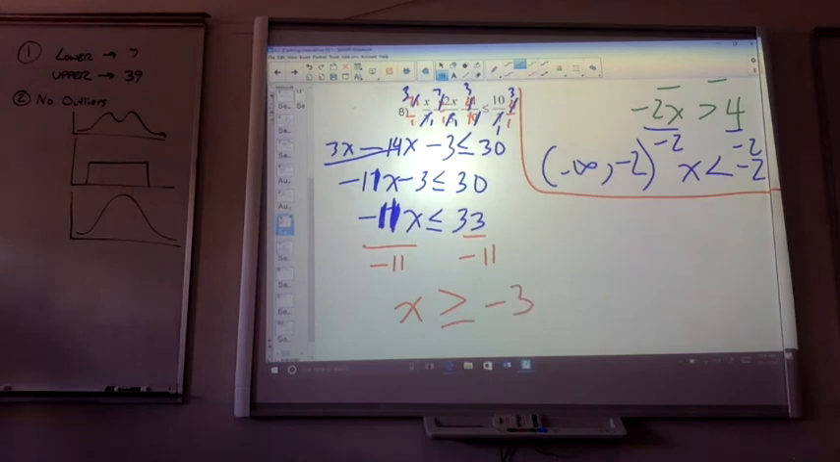Where am I starting from? Is it negative infinity? I want values that are bigger than negative 3. So negative 2, negative 1, 1, 2, 3, 4, 5. So I'm going to start at negative 3, square bracket, because there's an equal sign, and go on to infinity. Okay?